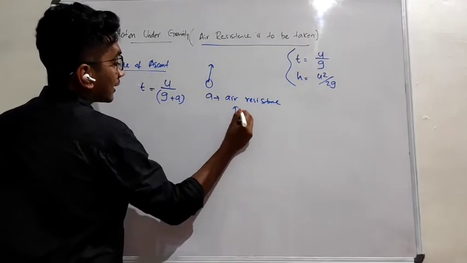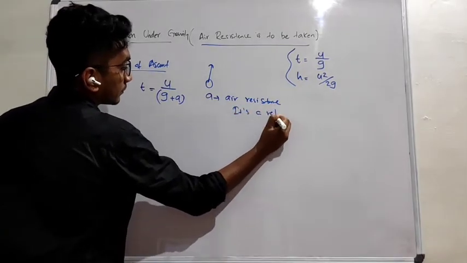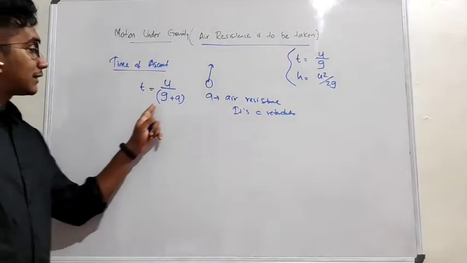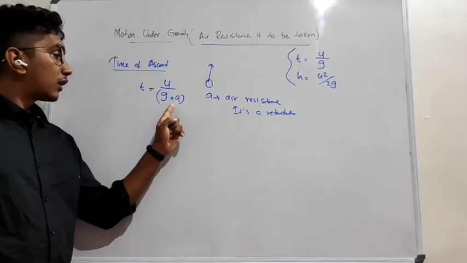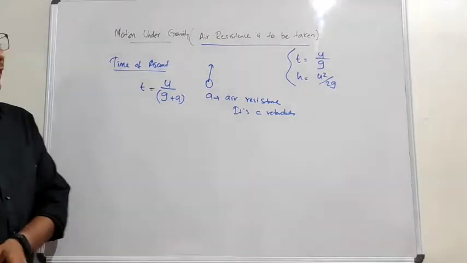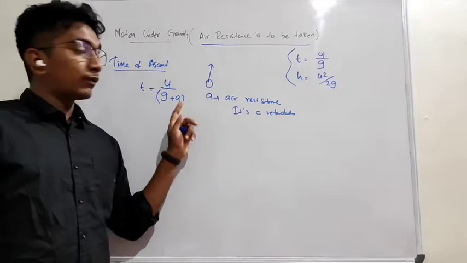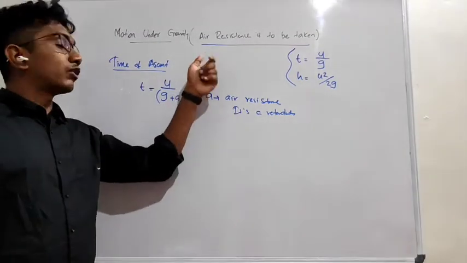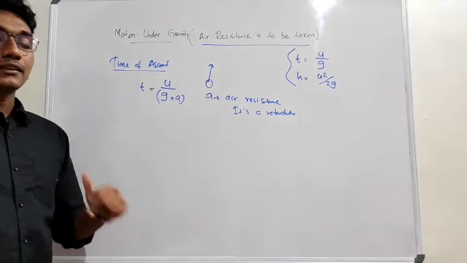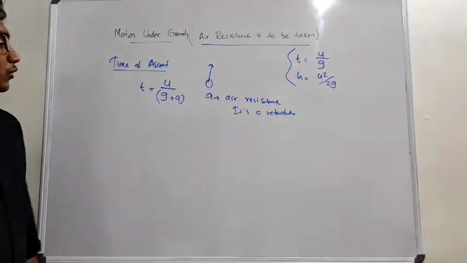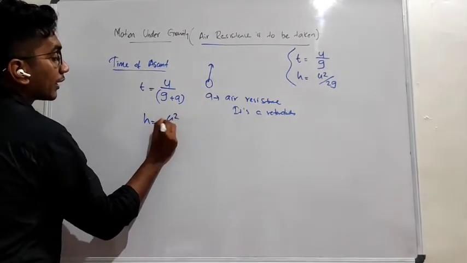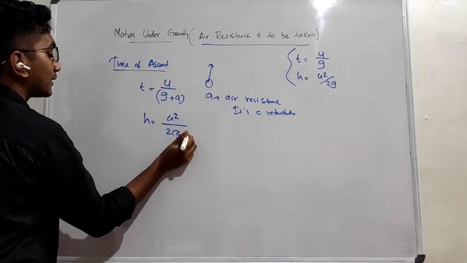So it's a retardation. You should think that g is acting downwards and a is acting in the same direction. That is why they are adding up. When the body moves upward, both of them act together downwards. But this is not the case in descent. So here also h is equal to u square divided by 2 into g plus a.